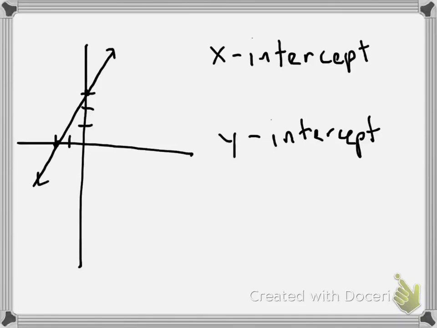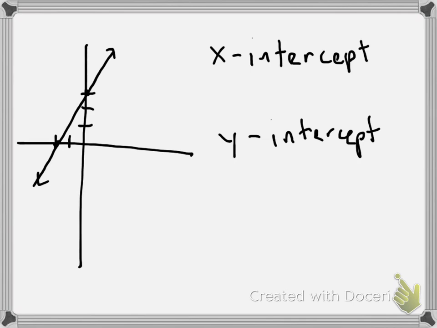Right, so today we're going to talk a little bit about Module 1, Lesson 6. This lesson's all about these things called intercepts. Intercepts are points where a graph crosses the x or y axis. So an x-intercept is a point where your graph crosses the x-axis, and a y-intercept is the point where a graph crosses the y-axis.